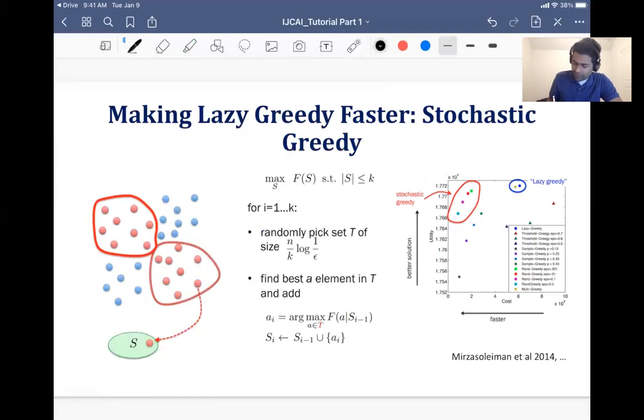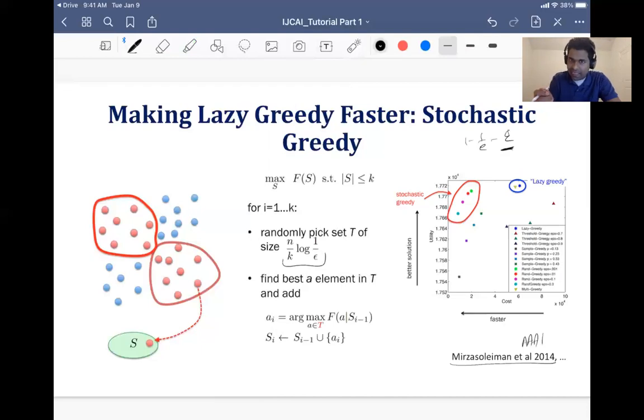There was a very recent paper by Mirzasoleiman et al., 2014. I believe it's an AAAI paper, and here the authors showed that you can get a provable order n approximation algorithm, which gives an approximation of 1 minus 1 over e minus epsilon. Epsilon is the parameter which decides how close to 1 minus 1 over e you can get, and you trade this off by having a log 1 over epsilon here.